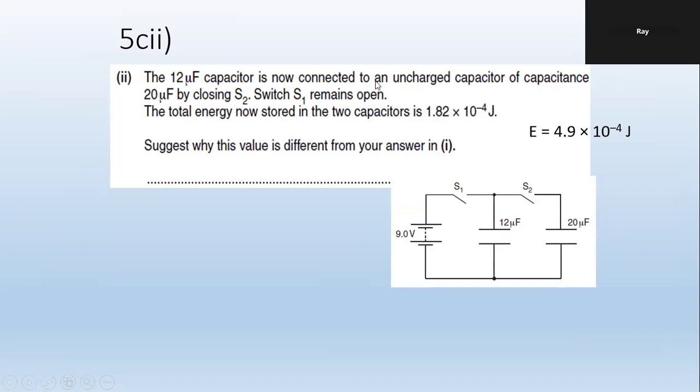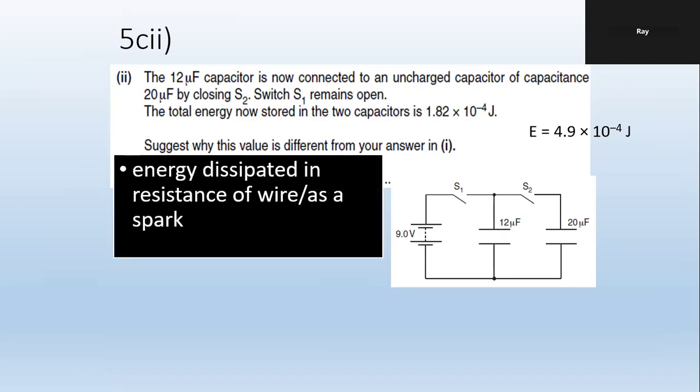The capacitor is now connected to the uncharged one. This is uncharged, this is charged. So this one remains open, this one is closed. The total energy now stored in the two capacitors is stored in here. We calculated the first one stored there. Suggest why this value is different from the answer in one. Is it because it's in parallel? No, the charge is moving, so current is moving, so energy is lost in the wire. Remember that. Because a lot of charge is moving, it depends on the resistance of the wire. The wire has low resistance, so the charge is moving very fast. A lot of current. So that's why energy is dissipated.